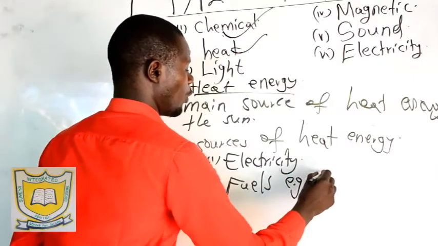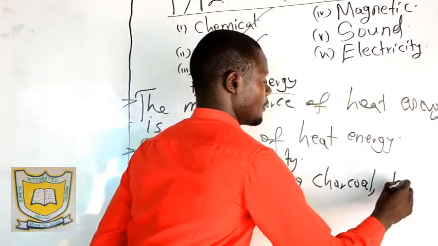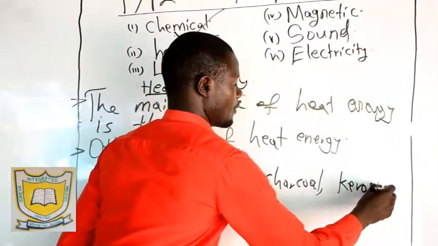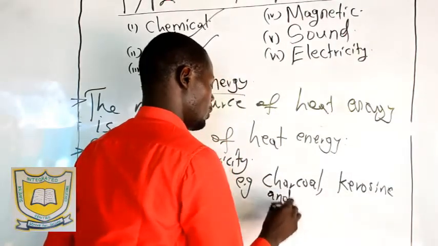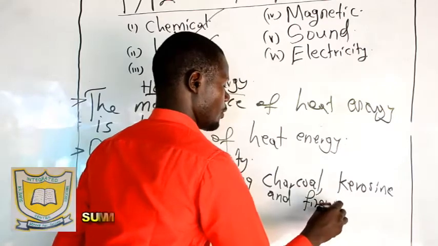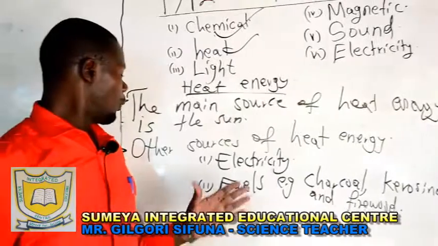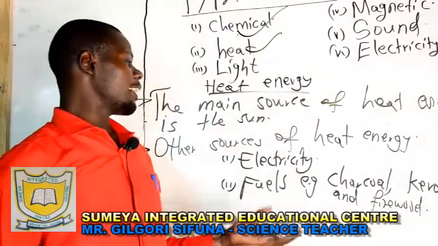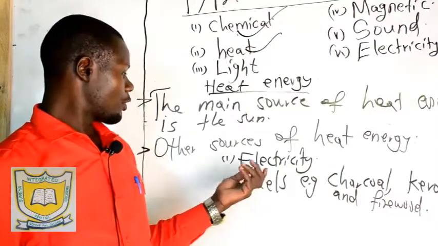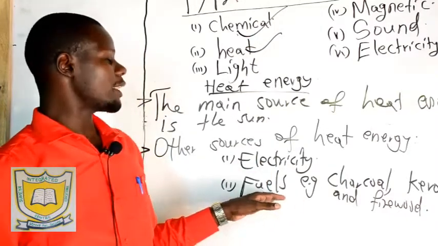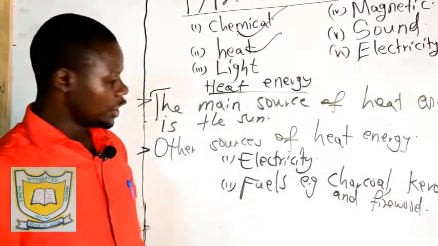Number two, we have fuels, burning fuels like charcoal, kerosene, and firewood. These are also other sources of heat energy. Now, when you talk of the sun, this is just the main source of heat energy, but other sources of heat energy, you can get heat from the electricity. Fuels like charcoal, kerosene, and also firewood are other sources of heat energy.